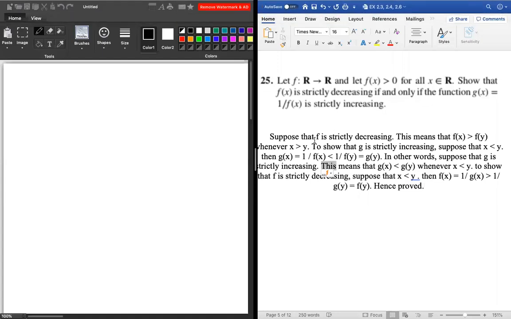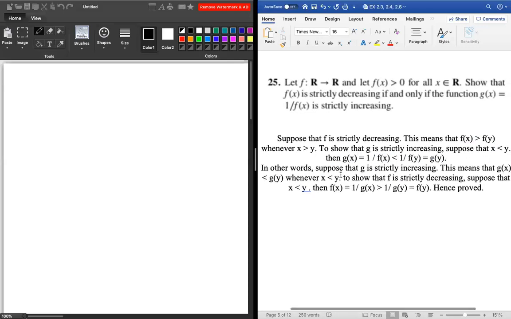So what we assumed is that f is strictly decreasing, so it means that f of x is greater than f of y. If a function is decreasing, whenever x is greater than y, its function value is also greater. Then we have to show that g is strictly increasing. So when x is less than y, then g of x equals 1 over f of x, which is less than 1 over f of y, and this is basically g of y.